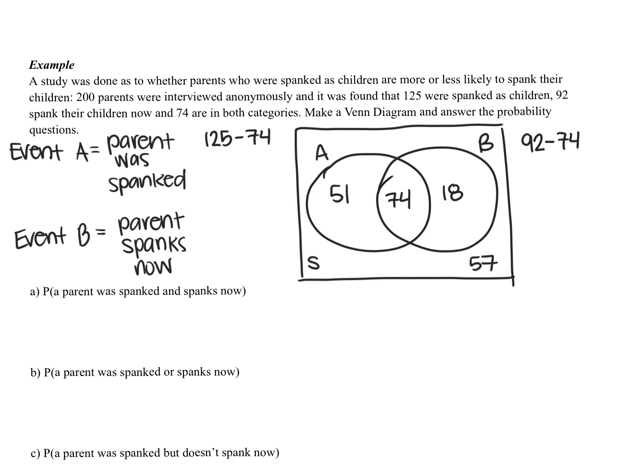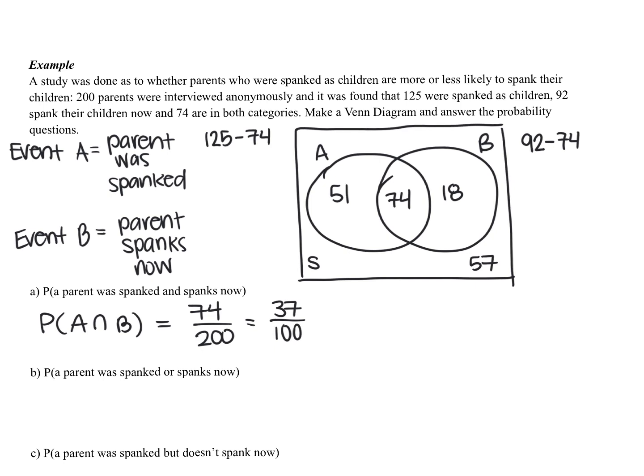So now that my Venn diagram is done, I can go ahead and find some probabilities. My first one is that I want to find the probability that a parent was spanked and spanks now. So that's the probability of A and B. That's my overlap, 74 over 200, which, when I simplify, is 37 over 100.